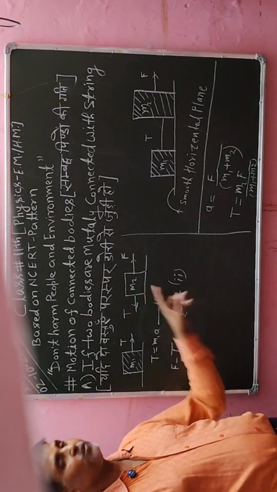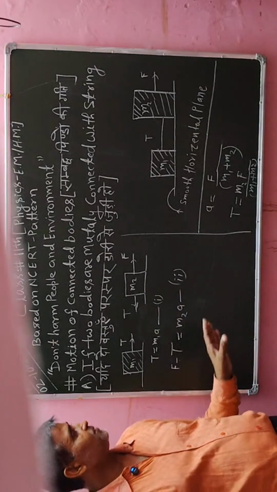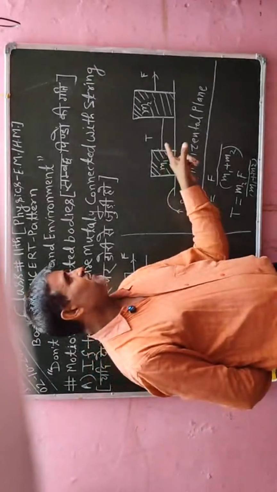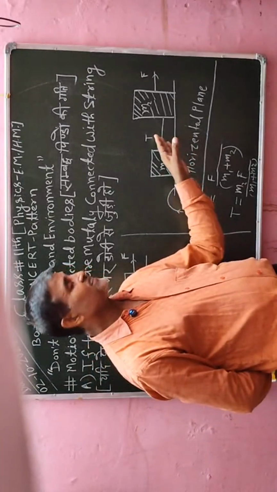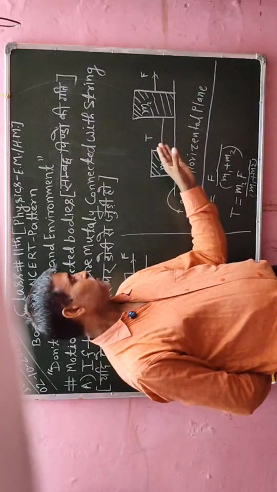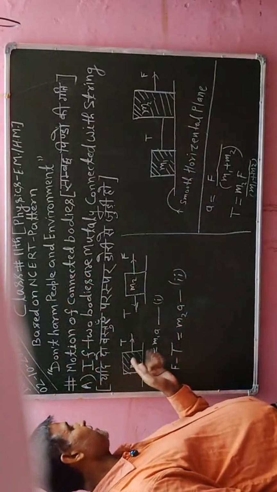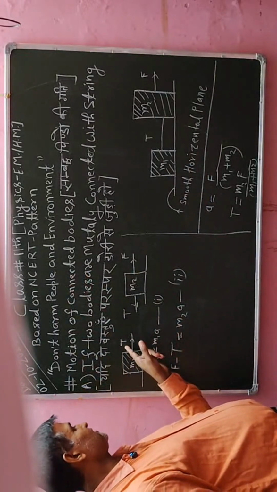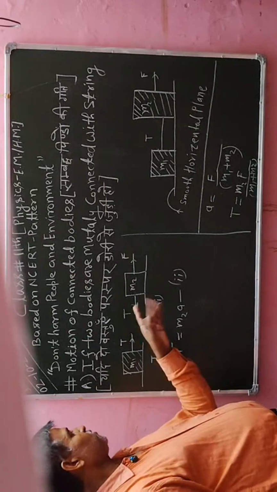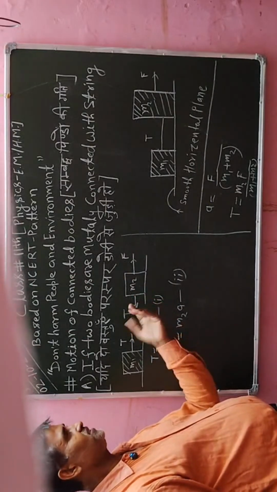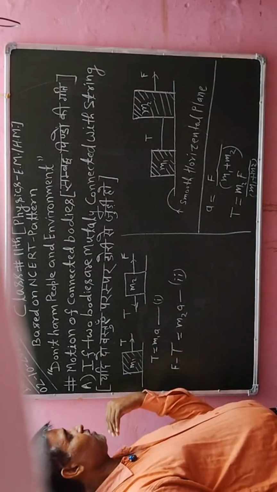This object will also move with the same acceleration, because these two objects are combined with a string, so one tension force will be there. So separately I have considered here tension T, which is going in the forward direction, but this force is acting in the backward side.